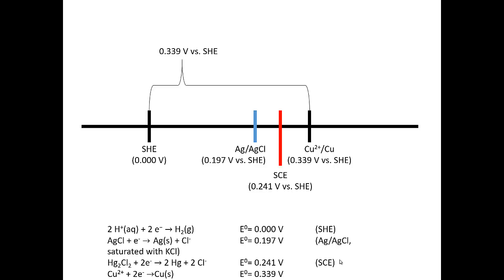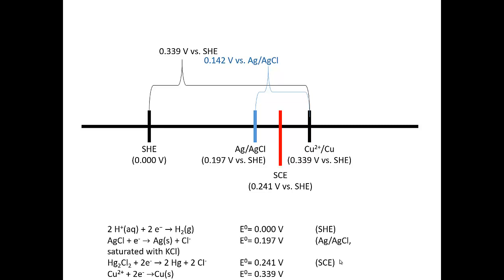Now what about between silver chloride and copper? If silver chloride is my reference, that means essentially I'm setting that up as 0. So that's my 0 point. My first question is, is my copper 2+ to copper going to show up more positive than silver chloride or more negative? You can tell quickly that it's more positive. And so how much more positive? In this case, I just took 0.339 minus 0.197 and got 0.142 volts.